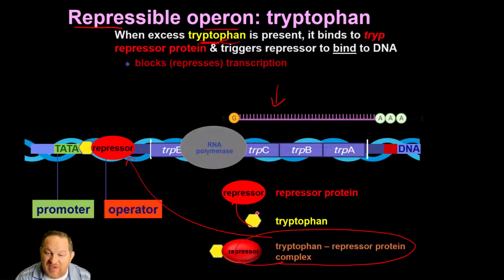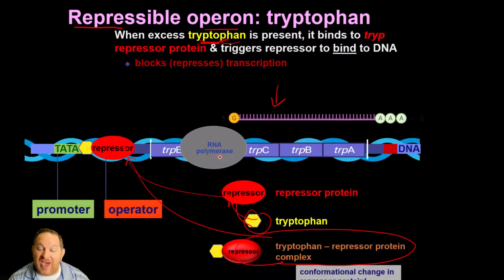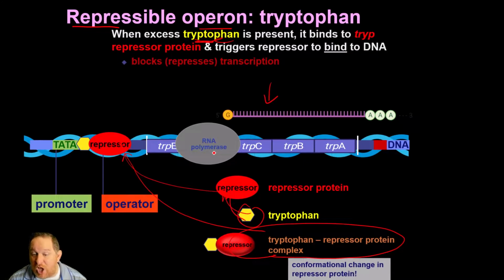Because tryptophan serves as the co-repressor, which activates the repressor, which binds to the operator region so that RNA polymerase cannot transcribe these genes. And if they don't transcribe the genes, then we don't get the enzymes to make tryptophan. Okay? So, that was a repressible operon.